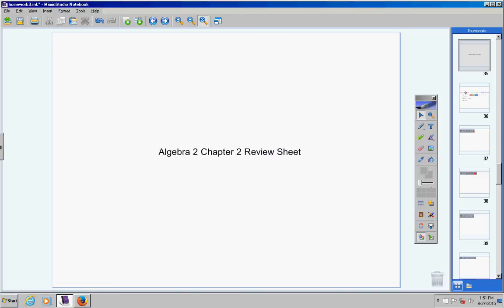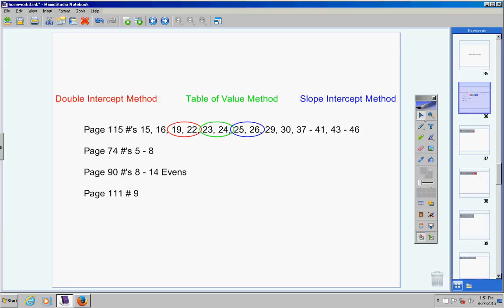Chapter 2 review sheet. Here's the assignment right here. Hopefully you have this copied down already and you know exactly what you're doing, okay? Let's jump into this right away. Let me grab my Algebra 2 book here and turn over to page 115. Excuse me. And let's get started.